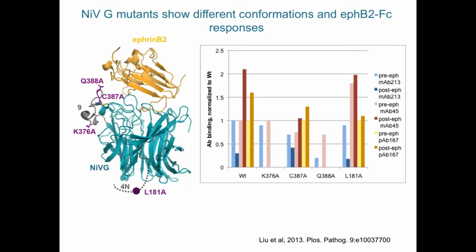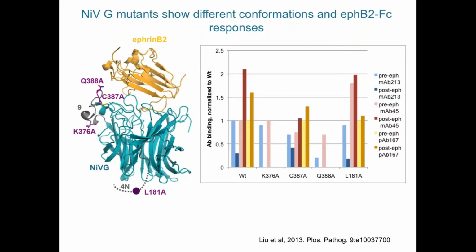We used SHG to characterize Nipah-G mutants thought to represent different conformational responses to F1, B2 binding. These mutants are localized to 2 regions on the Nipah-G globular head domain. Region 4N contains L181A, while region 9 contains K376A, C387A, and Q388A. These mutants were previously characterized by binding to the conformational antibodies mentioned earlier, MAB213 and 45.